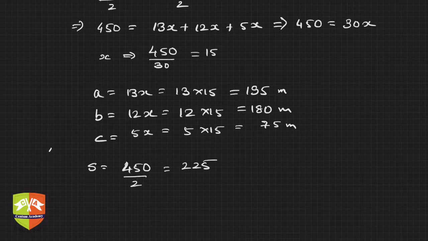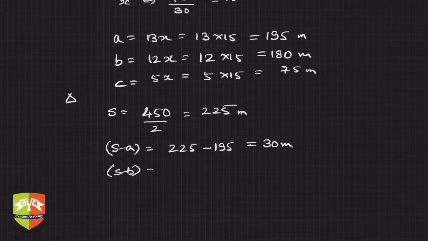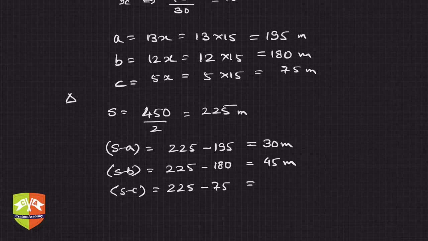Now we are trying to find out the area, which was the given objective. S is this much. S minus A will be equal to 225 minus 195, and this is 30 meters. Let the units also be there. S minus B is 225 minus 180, which is 45 meters. And third is S minus C, which is 225 minus 75, which is 150 meters. Isn't it, guys?